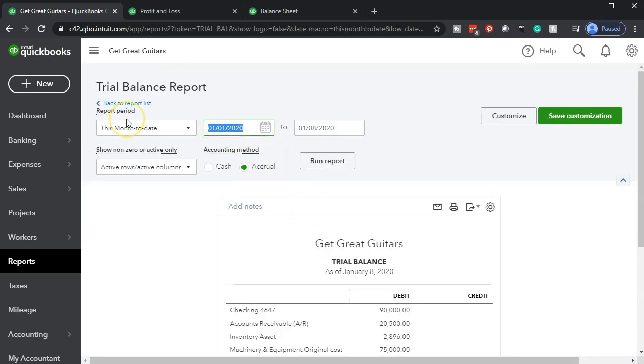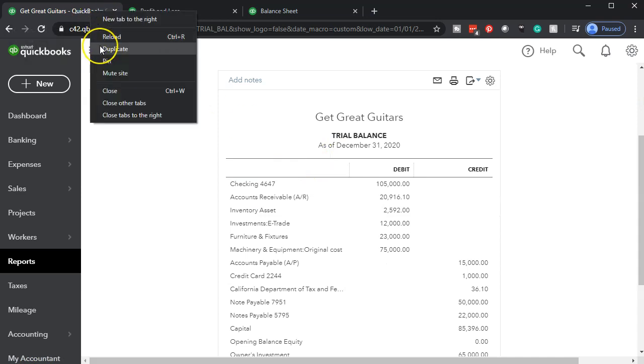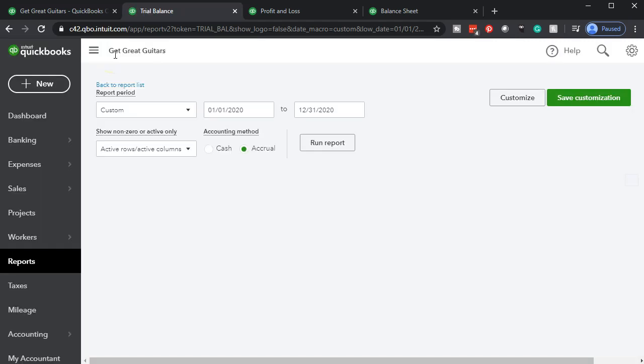Changing the dates once again from 01/01/20 to 12/31/20. Then we'll run that report. Then once again, I'm going to right click on the tab up top and duplicate that report. Now, I'm going to make this a little bit larger on the trial balance.